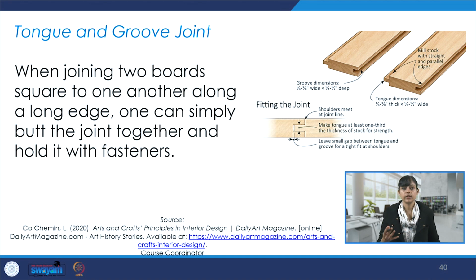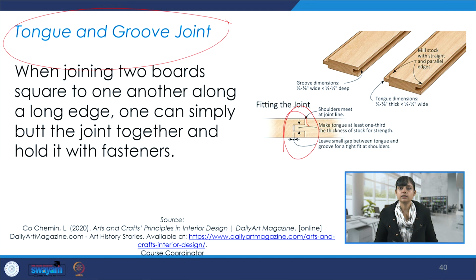Now, tongue and groove joint. When joining two boards square to one another along a long edge, one can simply butt the joint together and hold it with fasteners. So, tongue and groove joint is also a strong joint, and sometimes it is mistaken or used similarly as mortise and tenon joint. But there are subtle differences between the two, and both are strong joints, but mortise and tenon is considered even stronger and widely used in the making of furniture and also other elements.